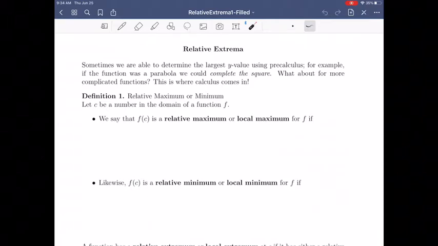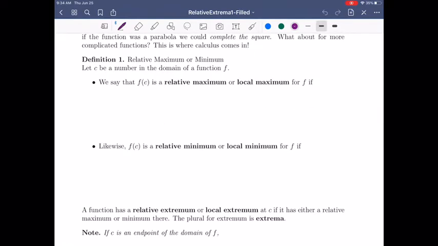This is the idea. We call these maximums and minimums relative extrema. So we're going to define that in this video and figure out how to use calculus to find them for more complicated functions, and in fact for the parabola as well. It's much faster using calculus. So let c be a number in the domain for the function f.